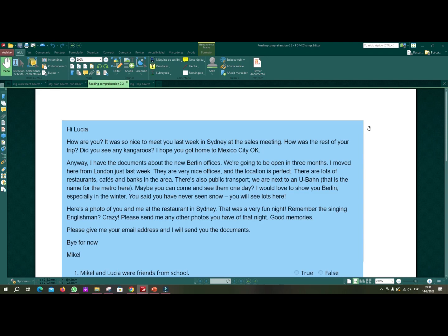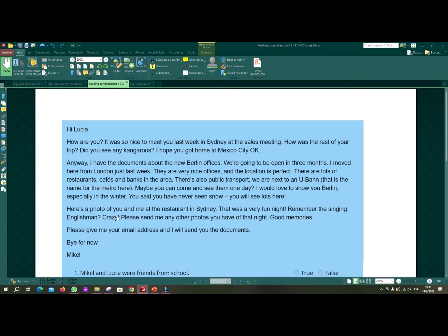I moved here from London just last week. They are very nice offices and the location is perfect. There are lots of restaurants, cafes, and banks in the area. There's also public transport. We are next to an U-Bahn, that is the name of the metro here, right? Maybe you can come and see them one day. I would love to show you Berlin, especially in the winter. You said you have never seen snow. You will see lots here.